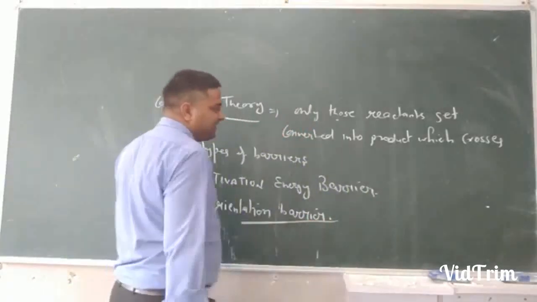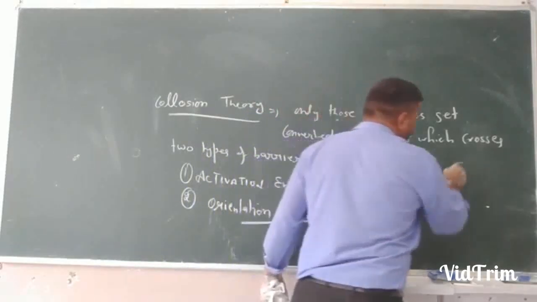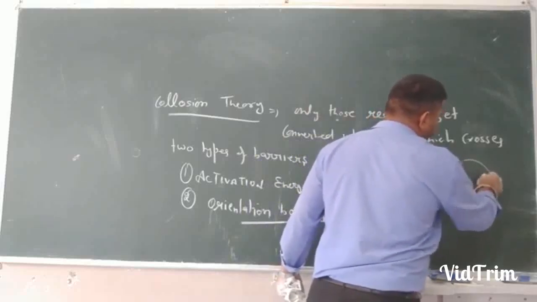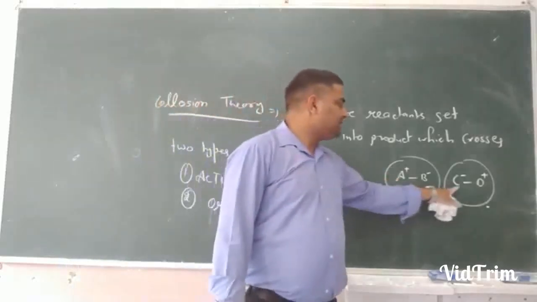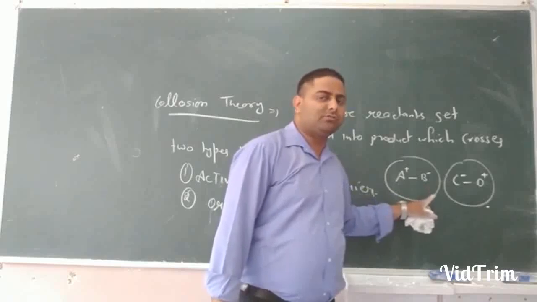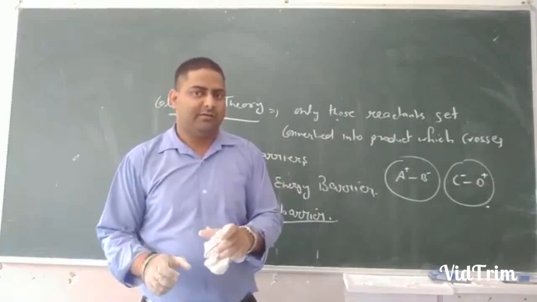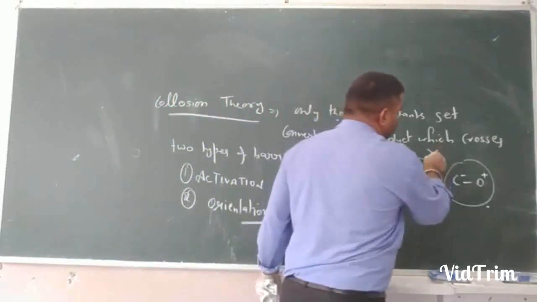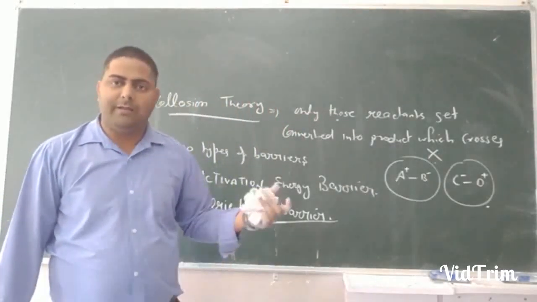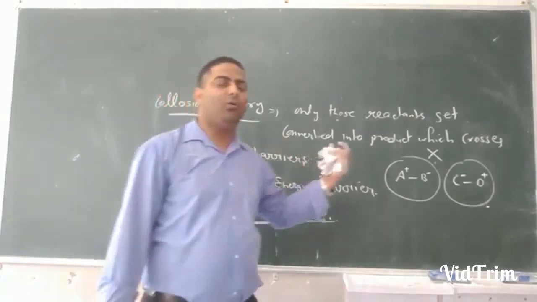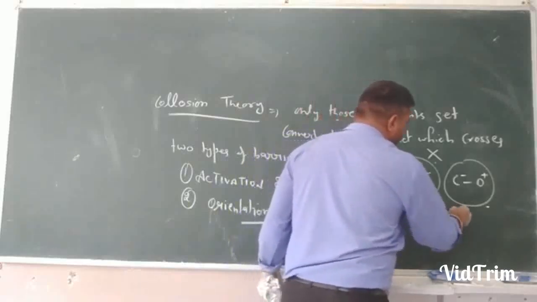Second, orientation. Let us take a simple example: A positive and B negative. Let us take another molecule, C negative and D positive. When these two molecules come closer, you can see B negative and C negative. When negative comes close to negative, they have similar charges, so they do not attract each other. We say they do not undergo effective collision, they do not form product. Why? Because they are not properly oriented. We say no proper orientation.